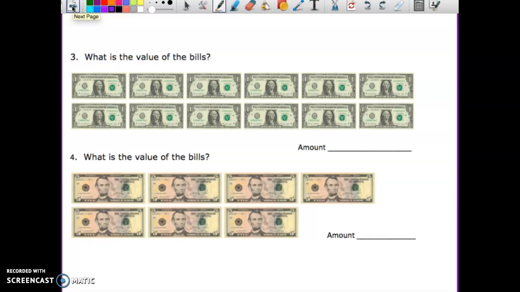Next is the value of the bills. Looking at them, these are 1s, so we count by 1s. 1, 2, 3, 4, 5, 6, 7, 8, 9, 10, 11, $12. And we have to have that dollar sign. The next one was 5s. 5, 10, 15, 20, 25, 30, $35.